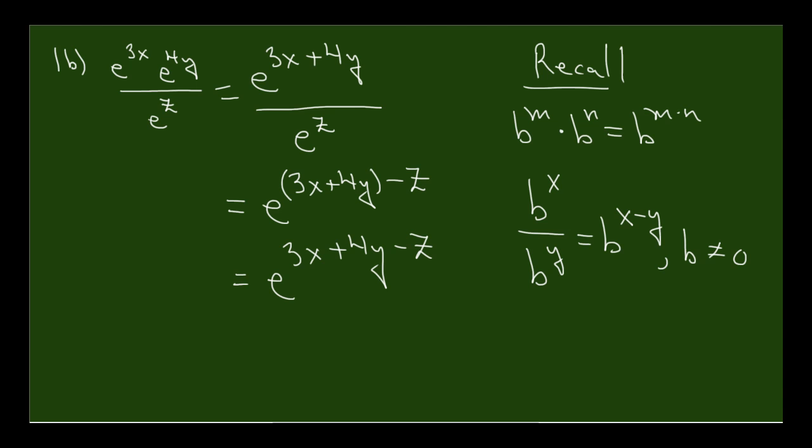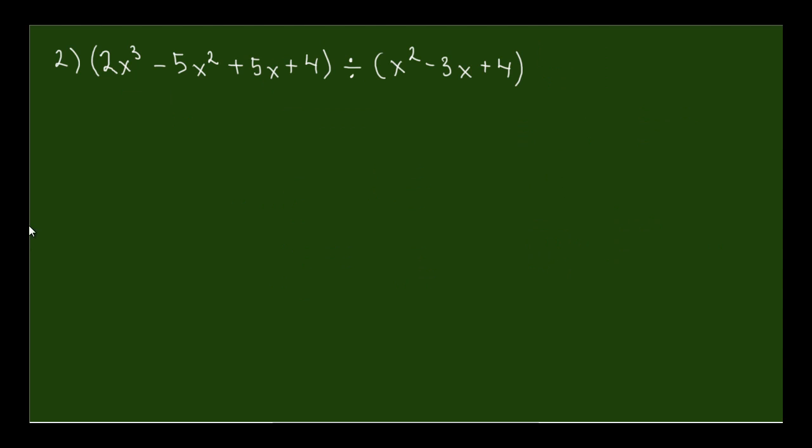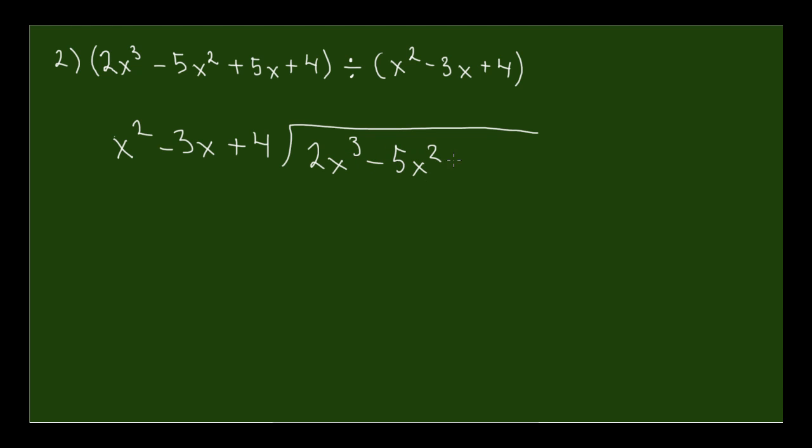And that's it. Now, problem 2, we wanted to use long division to divide the following expression. Well, first we rewrite this in the usual way, which is x squared minus 3x plus 4, and we're going to divide this into 2x cubed minus 5x squared plus 5x plus 4. Now, we want to take this leading term and multiply by something that will make it look just like this 2x cubed.